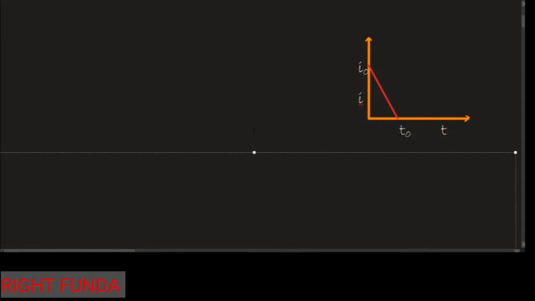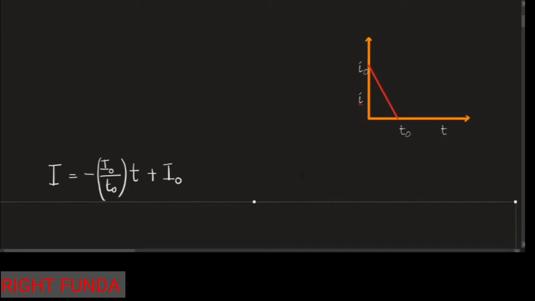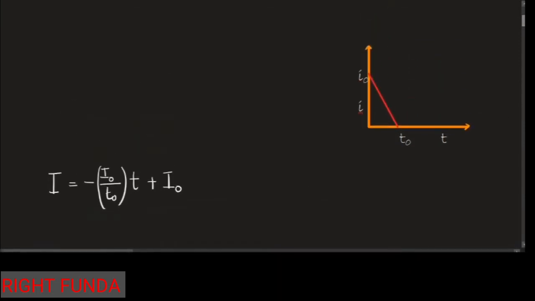So let's write the equation for the current as a function of time. This is of the format y equals mx plus c, where the slope is a negative quantity and the y-intercept is equal to I0. So I equals I0 minus (I0 by T0) times t, where minus I0 by T0 is the slope of this graph.